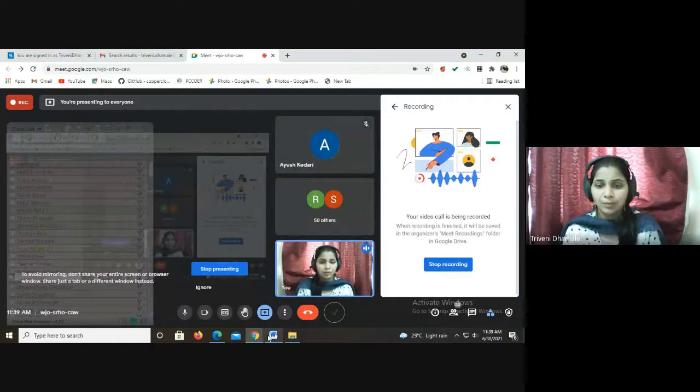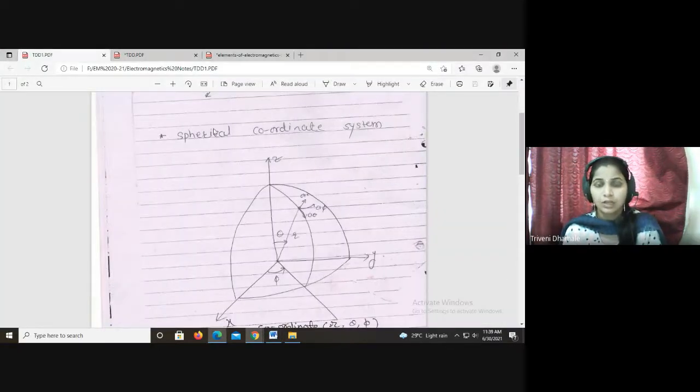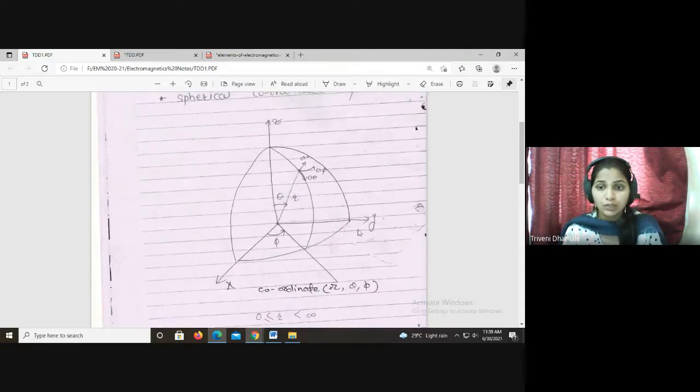Okay, now spherical coordinate system. In this spherical coordinate system, you have to consider one sphere, right? A complete hollow sphere that encloses volume. As you know the difference between the open surface and the closed surface, this sphere is a closed surface, right? So the coordinates for this spherical coordinate system are r, theta, phi.